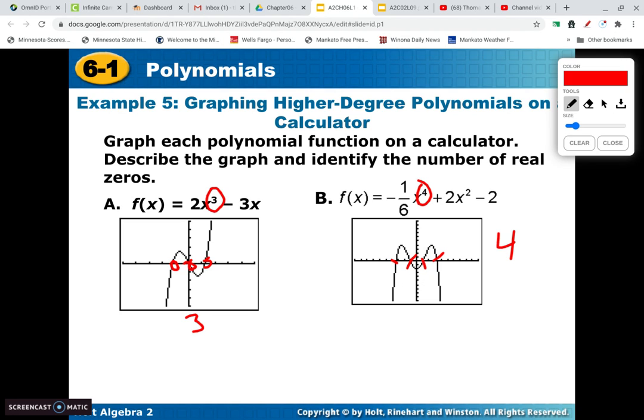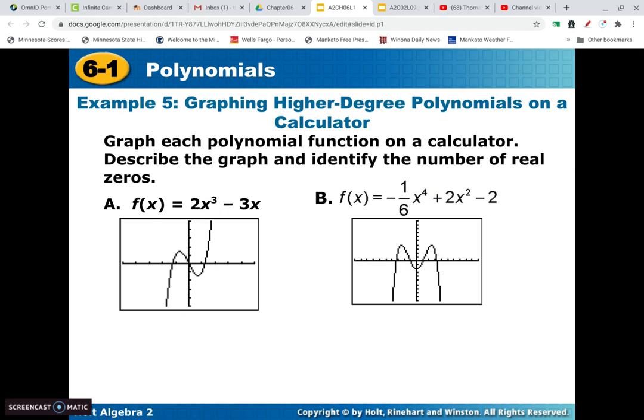That'll tell us the most number. It doesn't mean that's what we'll get. That's the most number of zeros that we'll get. And we'll talk more about that as we go on.